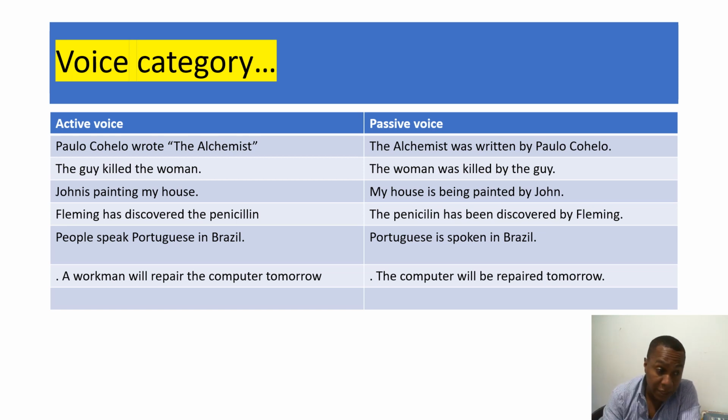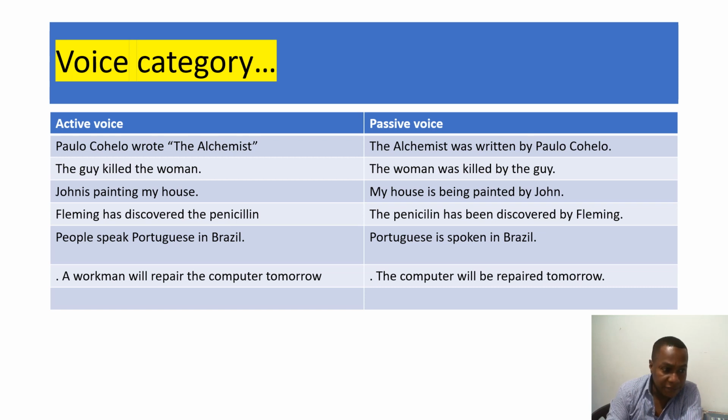Another example, in this case in present perfect, like Fleming has discovered penicillin. So in this case, penicillin is what? Okay, very well. That's the object. Now it's going to be the subject. Penicillin has been discovered by Fleming.